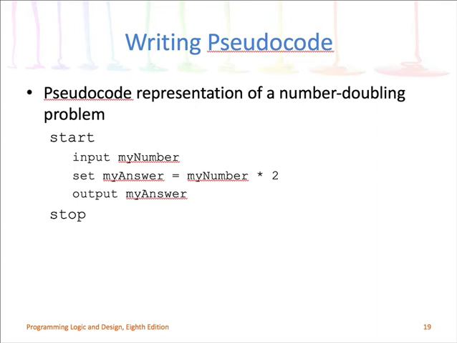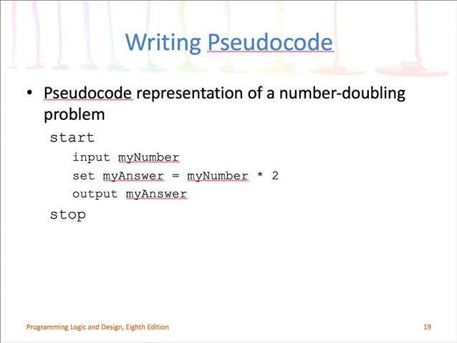We input a number and we call it my number. So this would be reading a number from the user. You would then set your answer to the number the user entered times 2, and then you would output my answer. This is a fairly straightforward program, but they want to start easy.